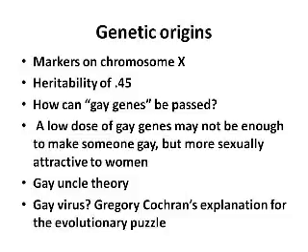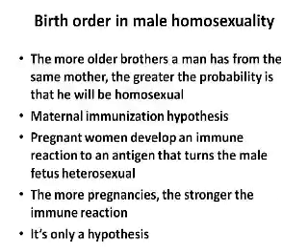Birth order may also have to do something with male homosexuality. So it has been found that the more older brothers a man has from the same mother, the greater the probability is that he will be homosexual. And why does this happen? Well, it has to do with what has been called the maternal immunization hypothesis. Now, according to this hypothesis, pregnant women develop an immune reaction to an antigen that turns the male fetus heterosexual.